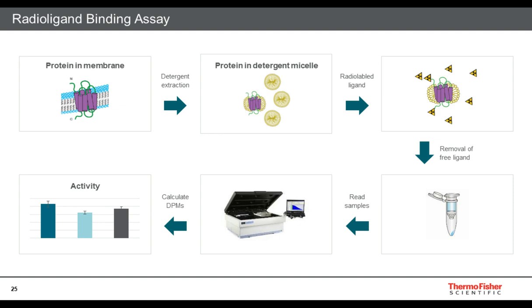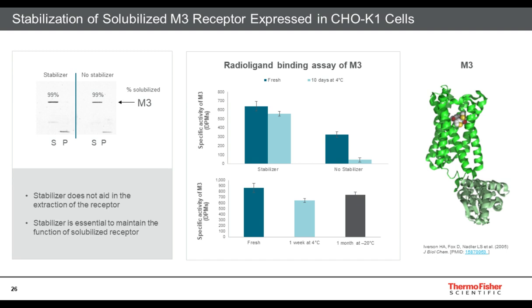Next, we wanted to demonstrate that what we isolated was functionally active, and we did this by initially using radioligand binding assays to show specific ligand binding to the receptor. Extracted GPCRs were incubated with tritiated ligand specific for the respective GPCR. Unbound or free ligand was removed using a small molecule removal resin, and GPCR samples in the flow-through were counted in a liquid scintillation counter.